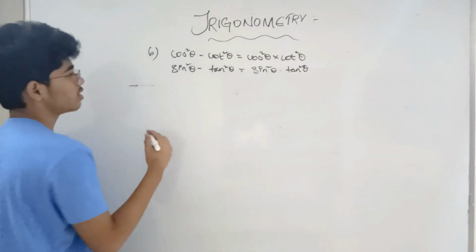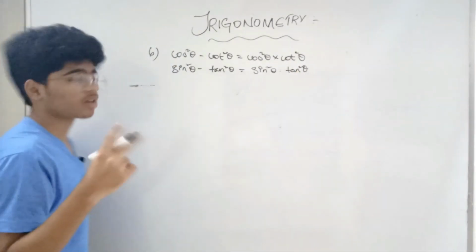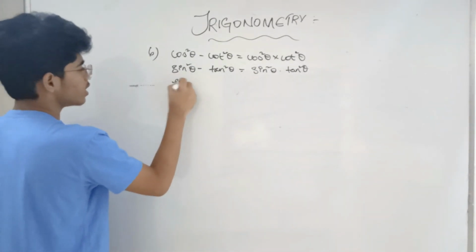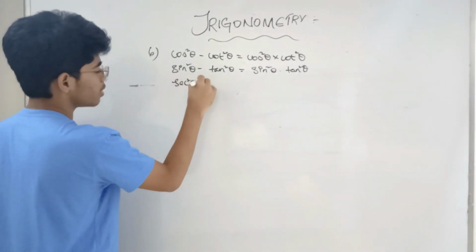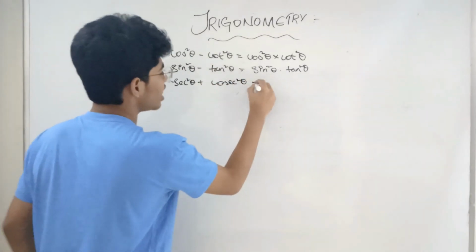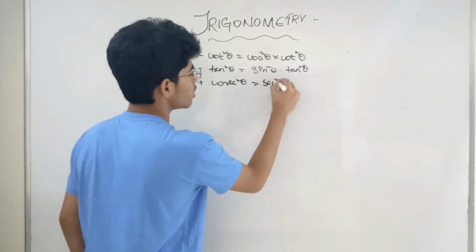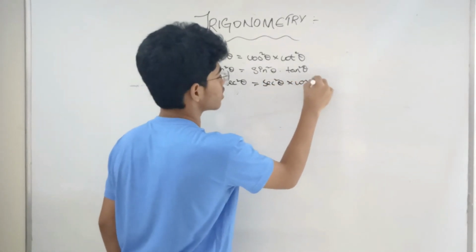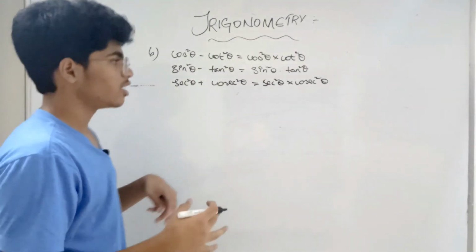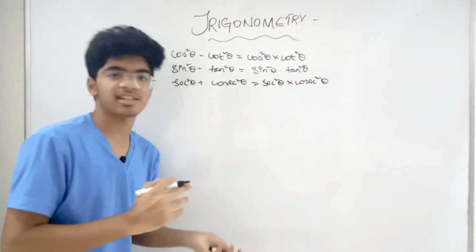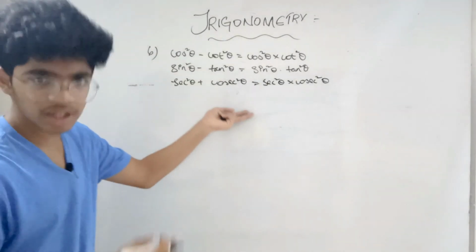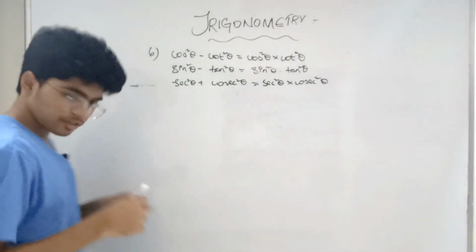Easy. And we are missing 2 more trigonometric ratios. What are they? Secant square theta plus cosecant square theta equal to secant square theta times cosecant square theta. This might be useful in some cases only where there are fractions and you have to cancel out some of the terms. Then this identity is going to be useful. That's it for the identities now.